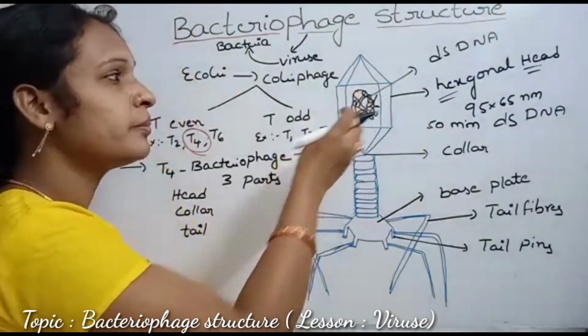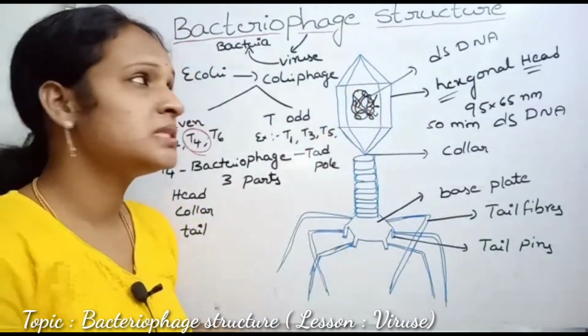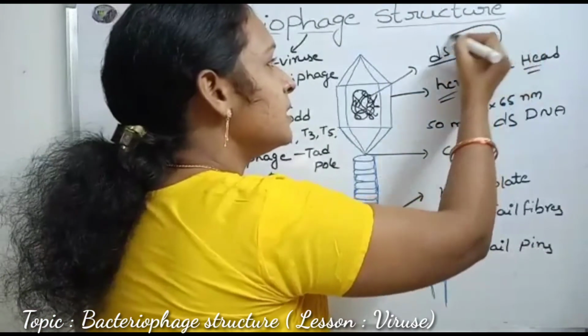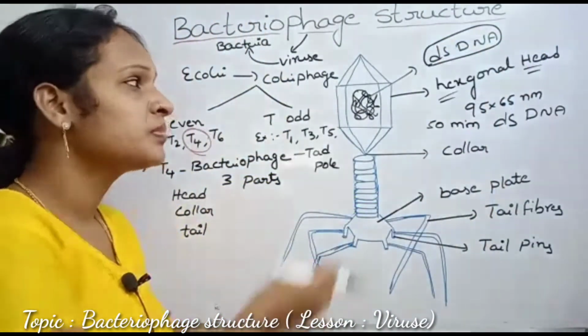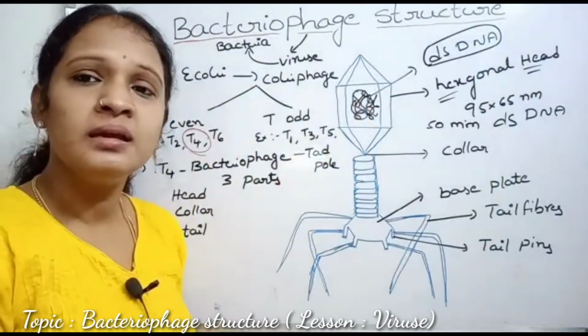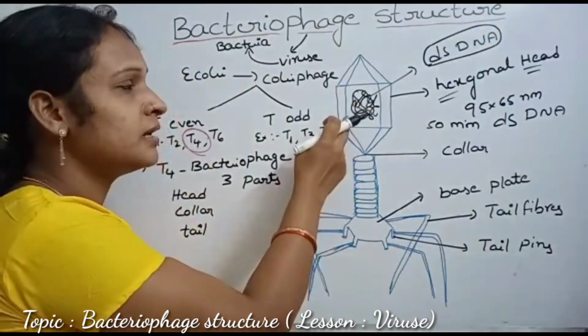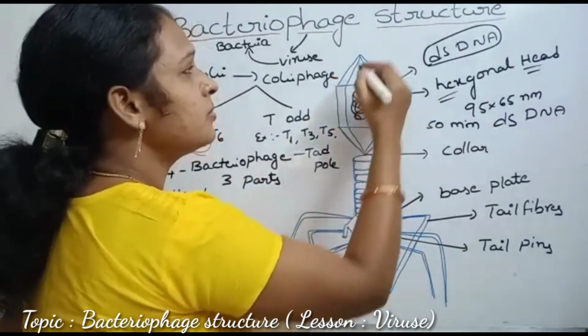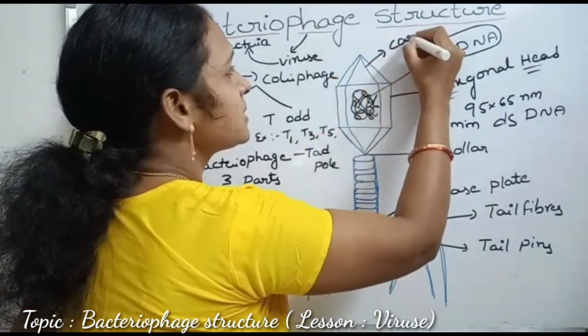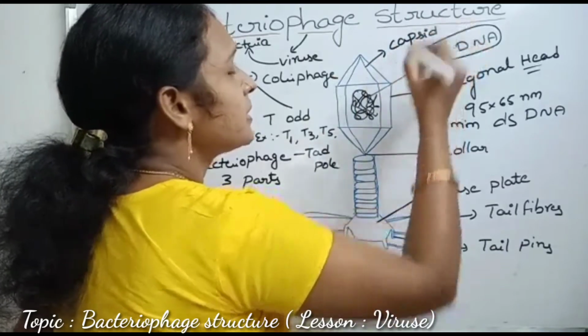So in the T4 bacteriophage, the genome is double stranded DNA. Inside the head it contains tightly packed double stranded DNA, and the genome is surrounded by a capsid.